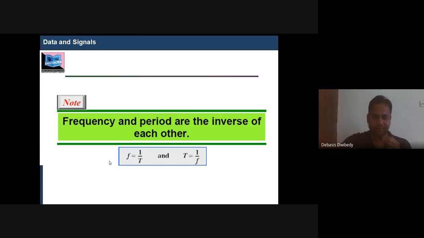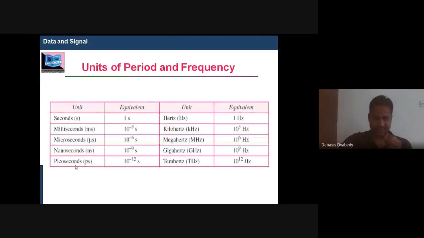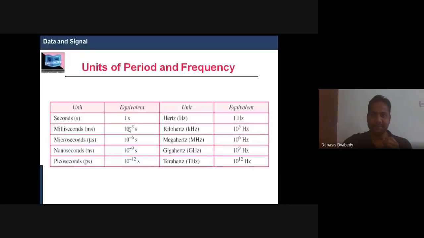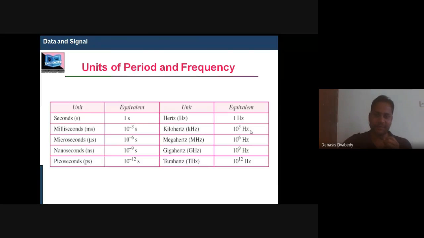So while we are going to solve problems, we will use these relationships to find out the time period and frequency. This is a typical table that you need to remember for any type of calculation: if the time period is 1 second, the equivalent frequency is 1 hertz. Okay, when the time period is in milliseconds, milliseconds means 10 to the power minus 3 second. If time period is now reduced from 1 second to 10 to the power minus 3, it is reduced 1000 times, so the frequency will increase 1000 times. That's why it is called inversely proportional. So it is reduced 1000 times, and this is multiplied, increased 1000 times. So 10 to the power 3 hertz will be the frequency here.